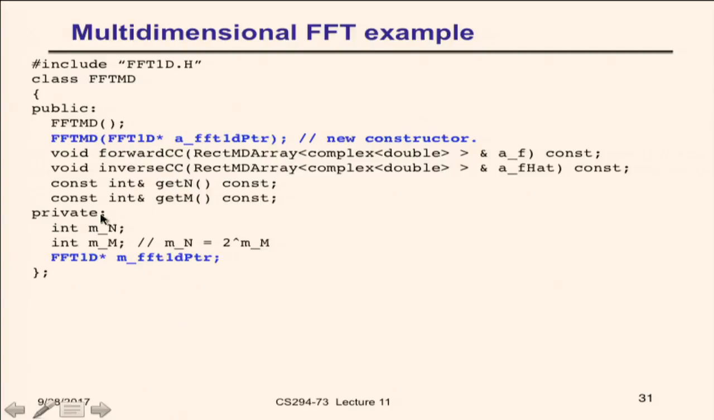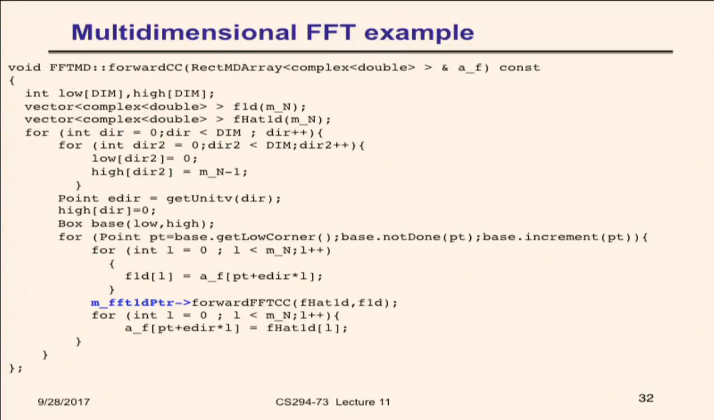Now, what does the data look like? Well, I have here a pointer to an FFT1D. So multidimensional FFT, this is all it's going to see. It's going to know I have an FFT1D pointer, and I will use it. Now, how does the solve change? How does the actual FFT multidimensional change? Instead of calling the member function forward FFTCC, I take the pointer and then do a dereference call. So this is how you call member functions of a pointer to a class. It's arrow. So that's all that changes from our original implementation.